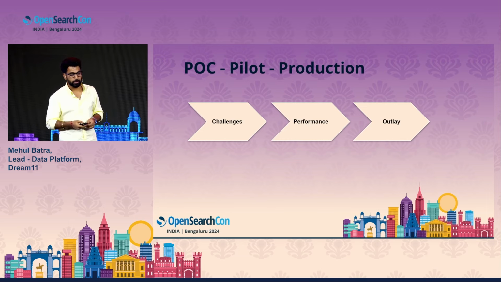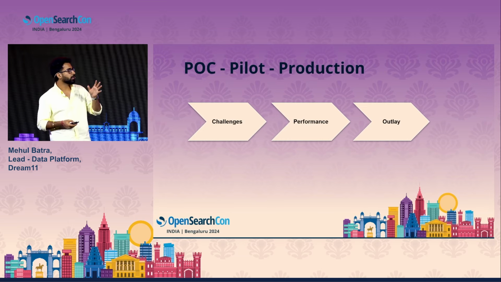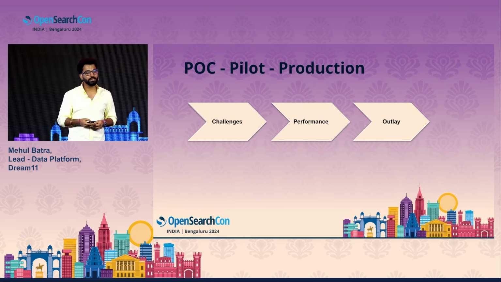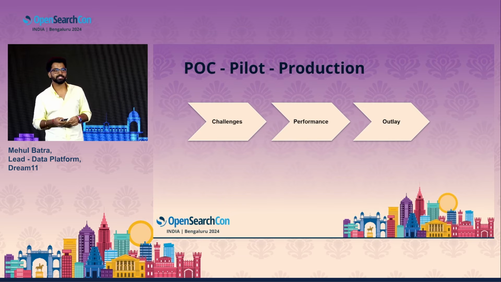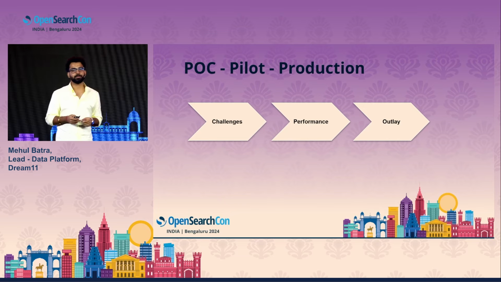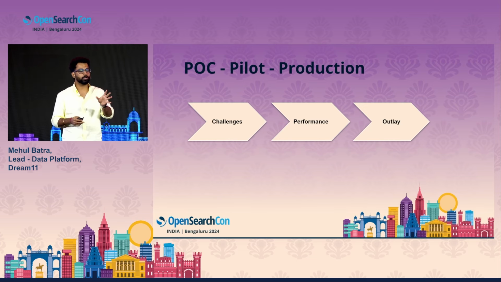So post that, we jotted down the plan. Our plan revolved around challenges, performance, and outlays. For that, we started a POC. Our POC started with the primary, secondary setup. We targeted a small cohort of internal users, and we asked them what indexes and what needs do they have?